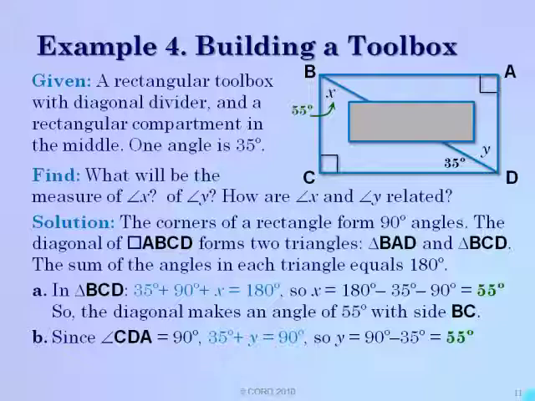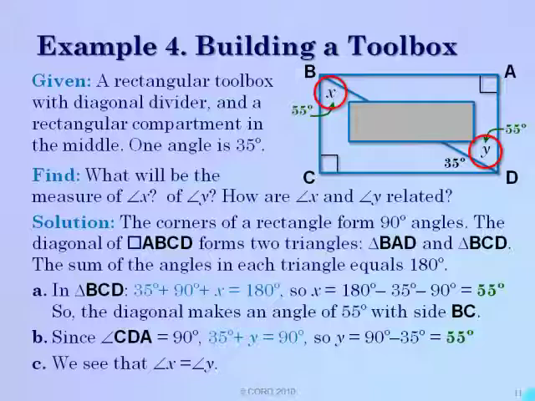So now we're trying to find angle y. Since angle CDA in this corner is 90, correct? Is that a right angle? If it's a rectangle, all of the corners in here are right angles with the sides. So we know that 35 plus y is going to equal 90 degrees, and we can solve for y and find that y is going to be 55 degrees.